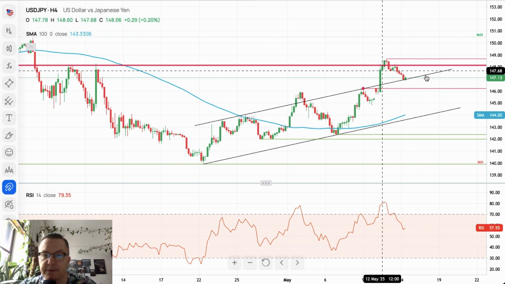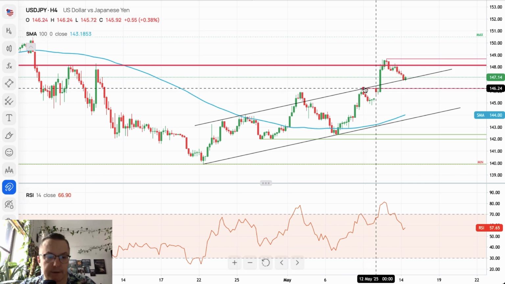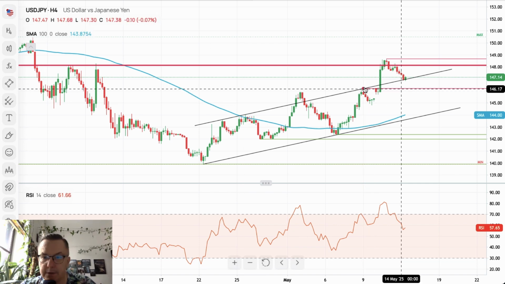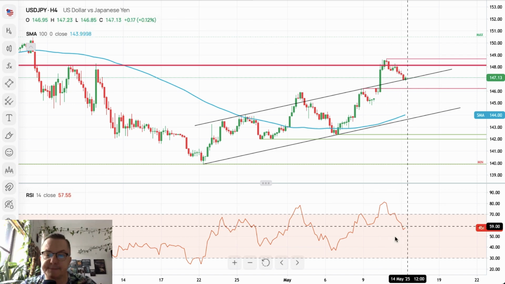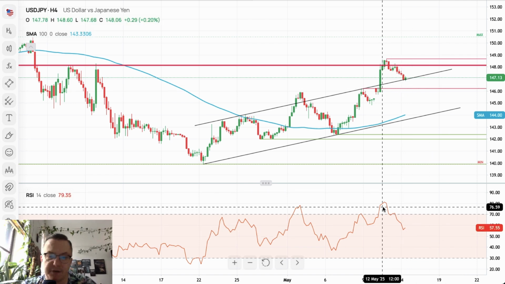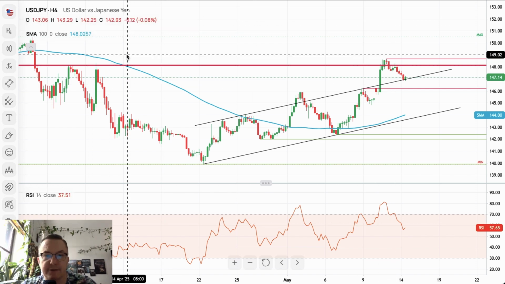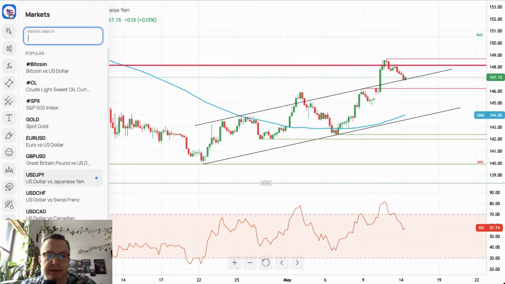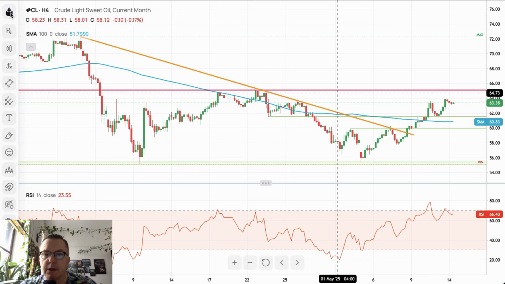So as long as we trade above the level here, 146.23, the outlook remains bullish. Momentum is positive, not that strong, 57 points, but not weak as well. So the outlook for the US dollar versus the Japanese yen remains bullish.